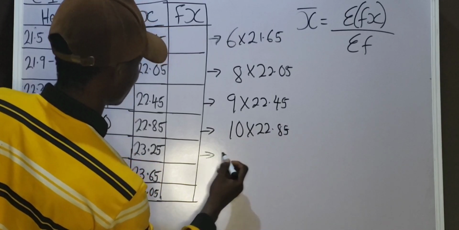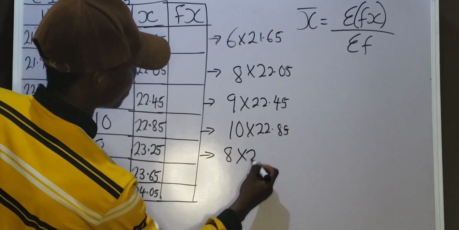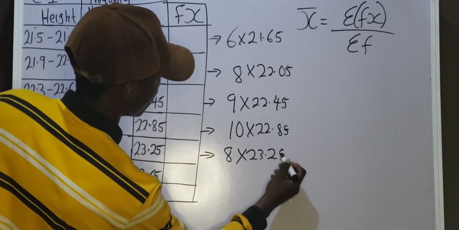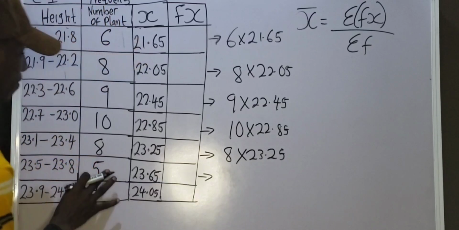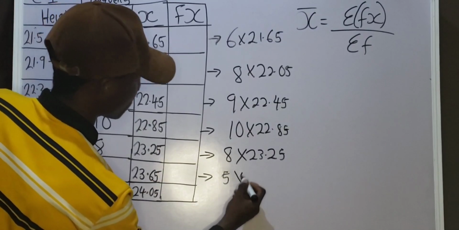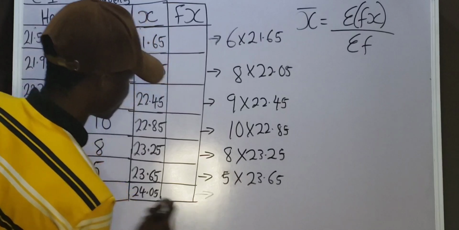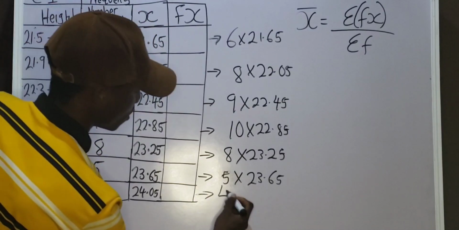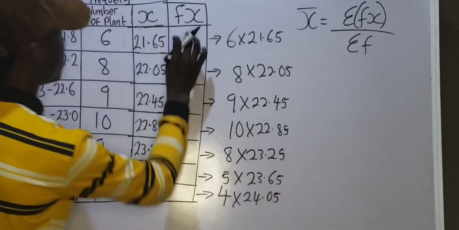And for this cell, I'm going to have 8, which is the frequency, multiplied by 23.25. For this one, 5 multiplied by 23.65. And for this one, 4 multiplied by 24.05.